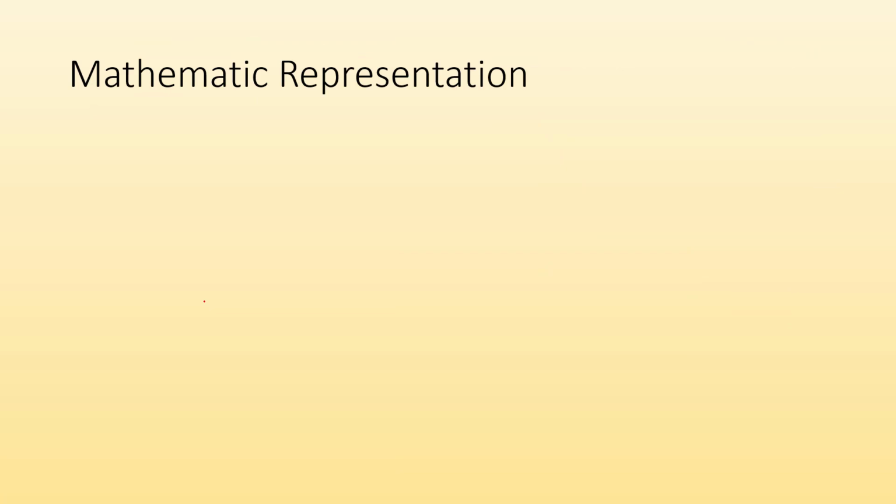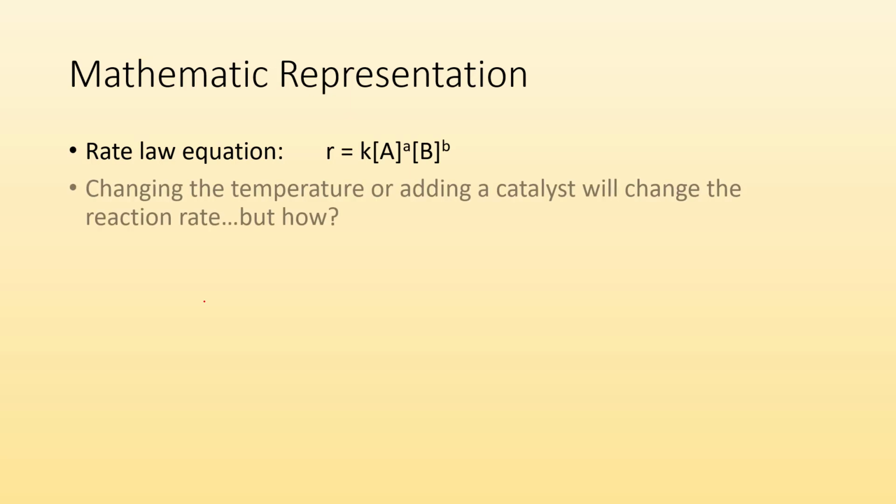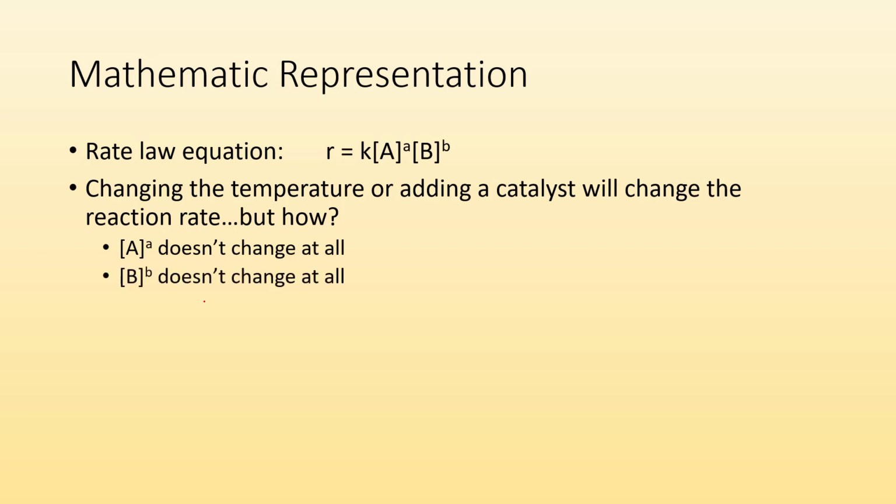Mathematic representation. So this is one of the uglier equations, in my opinion, that you'll have to deal with. So the rate law equation, we've seen rate equals K times the concentration of reactant A to some power, etc. So when we change the temperature or we add a catalyst, we change the reaction rate. But how? We haven't affected the concentrations of any of these things at all. So how is it that a rate is going to be able to change?